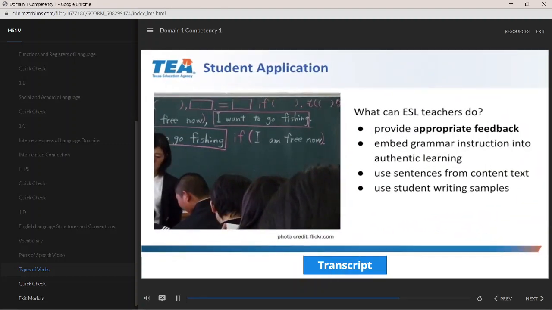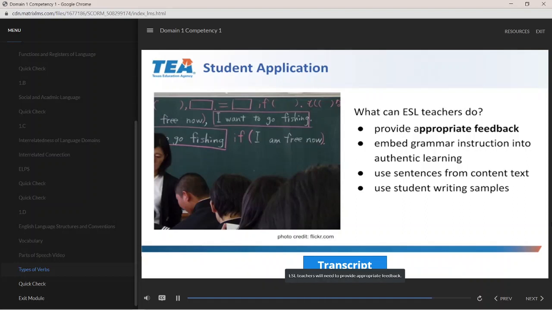Student application. What can ESL teachers do? By modeling and providing instruction to develop the foundation of English mechanics, ESL teachers can help English learners understand content-based instruction. Teachers can provide appropriate feedback, embed grammar into authentic instruction, and use sentences from content-based texts and student writing samples as models. Keep in mind, an English learner's ability to self-monitor for grammatical errors develops last. You'll learn more about this as it relates to Krashen's monitor hypothesis in the next section for Competency 2.